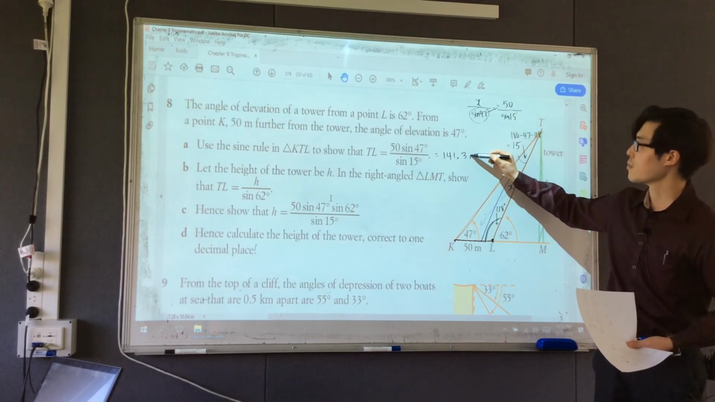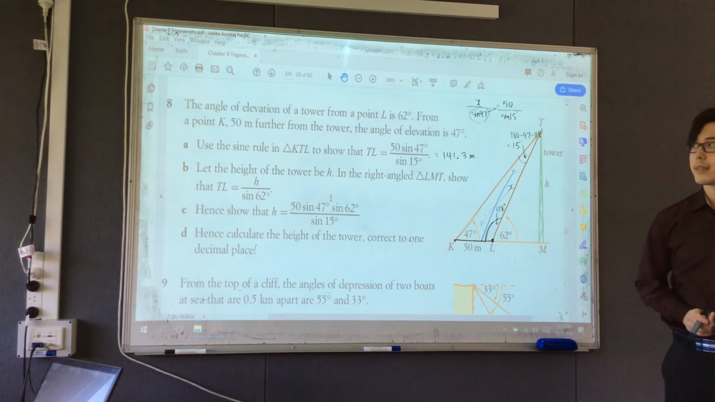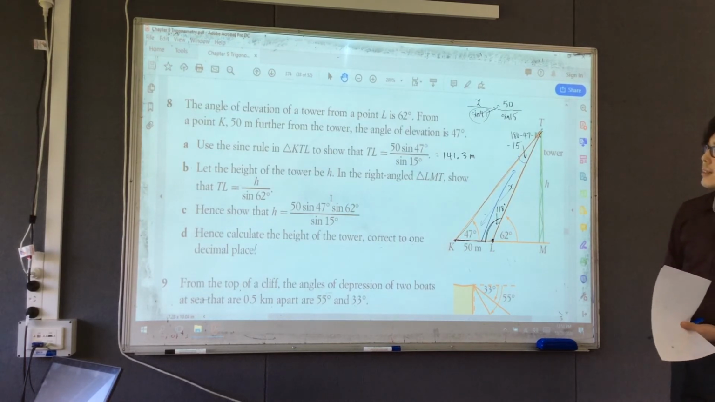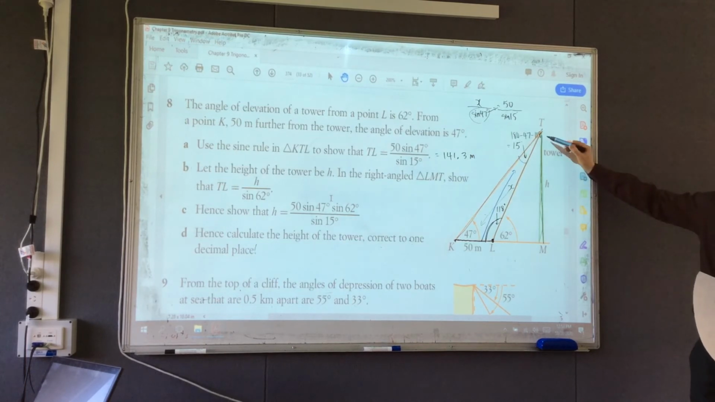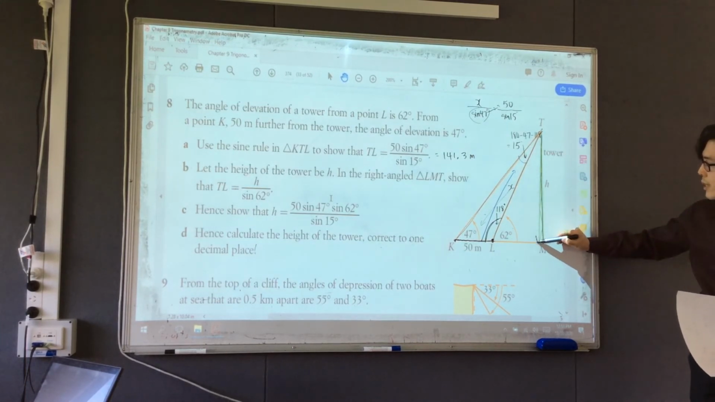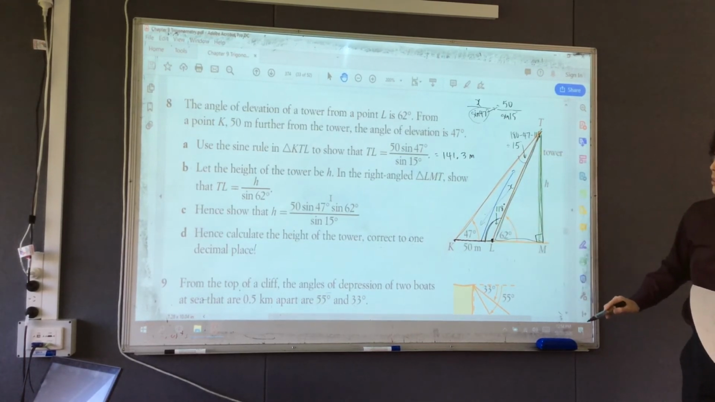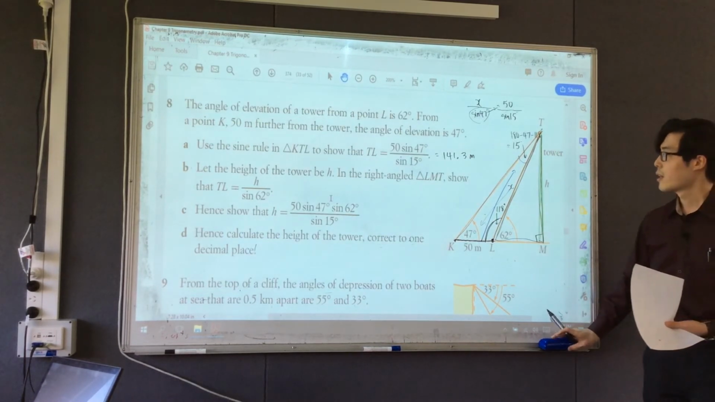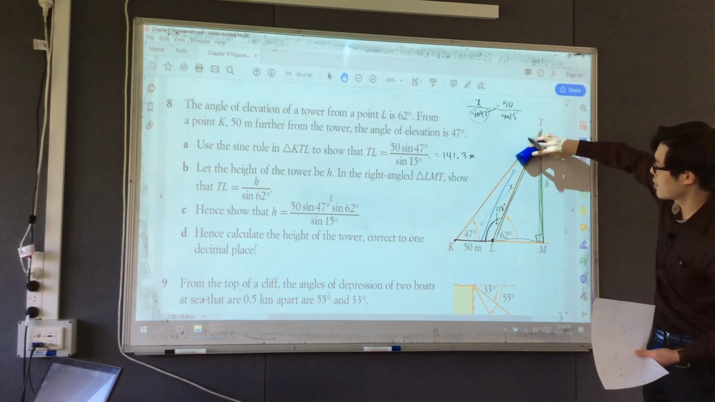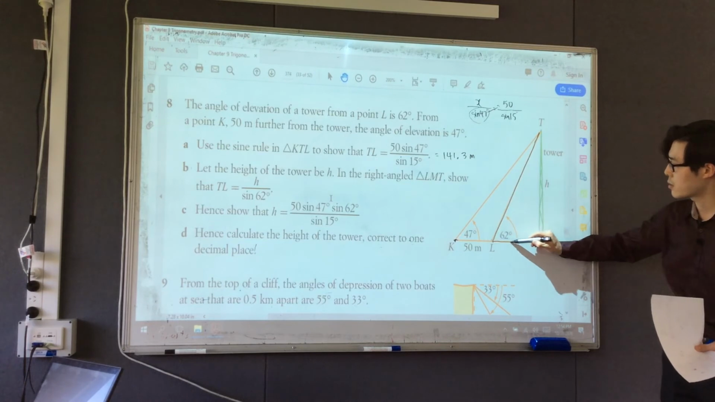Now, girls, there are 3 more questions. Please pay attention. Let the height of the tower be h. That's the tower. In the right angle triangle LMT, show that TL is equal to h over sine 62. That looks pretty straightforward, but I'll show you anyway. I'll rub everything out and focus on this triangle like the question wants.